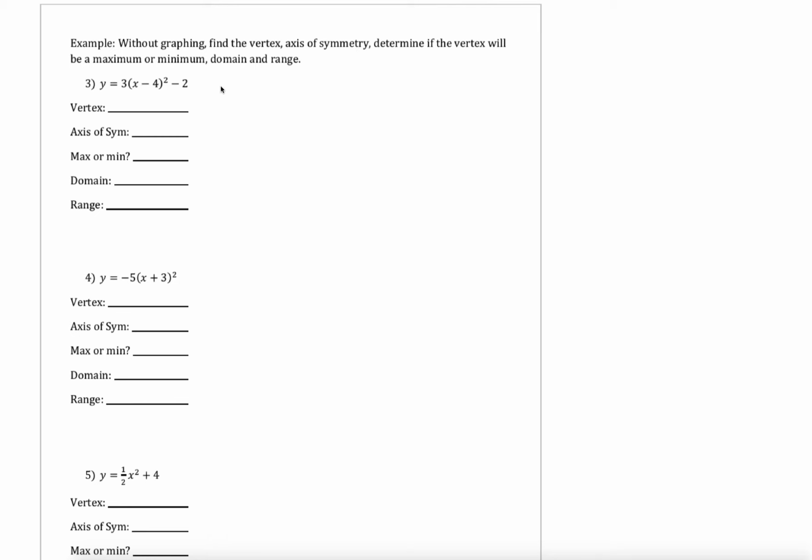I want you guys to pause the video right now and state all of your transformations, because those are going to help us think about how we find these 5 items. So we have 3 transformations here. Our first transformation is coming from that x minus 4, which is telling us that we are going right 4. Our next transformation is that 3 that's being multiplied. That's telling us that we are stretching by 3, and that's a vertical stretch. And then the last one is the minus 2, which tells us that we are going down 2.